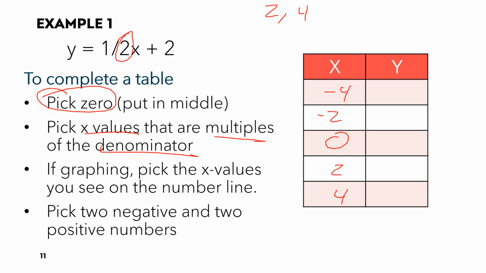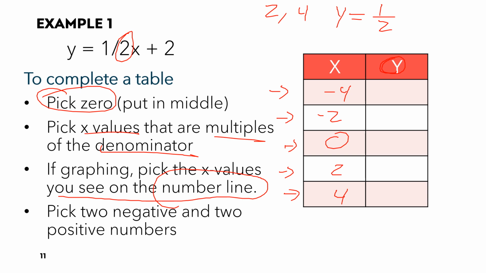And if you're graphing, we'll pick the numbers you can see on the number lines. And you see these numbers here? They're all on the number line, right? Like all the number lines we've been using, we've got these x values. Now we got to figure out what the y values are. So to figure out what the y values are, you just plug it in for x. You have y is equal to 1/2 times negative 4 plus 2. Well, what's 1/2 of negative 4? That's right, that's negative 2. Negative 2 plus 2 is 0, so you put a 0 here.